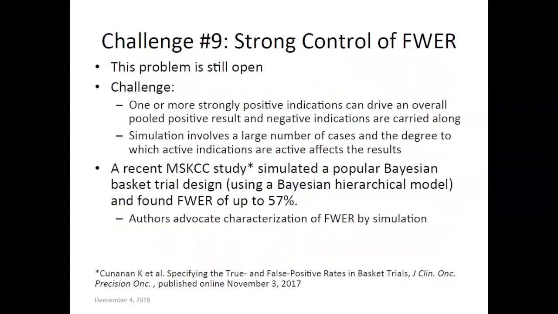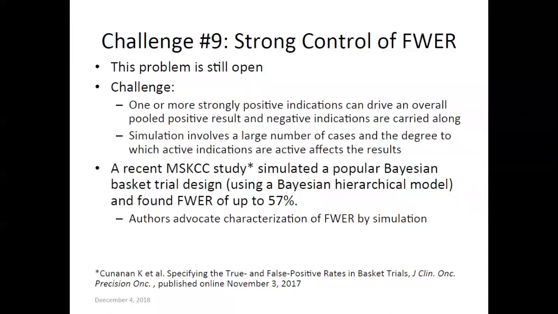And so you can only approach this problem by simulation. And even in simulation, you have to choose how you're going to do it, because there's an infinite number of cases. You could choose any value of activity for the active indications. There was a recent study out of Memorial Sloan Kettering, which simulated a popular Bayesian basket trial design, and found that the family-wise error rate was as high as 57%. And actually, that sounds bad, but it may not be bad, and I'm going to explain.